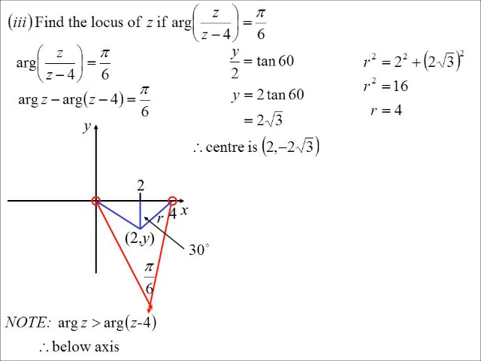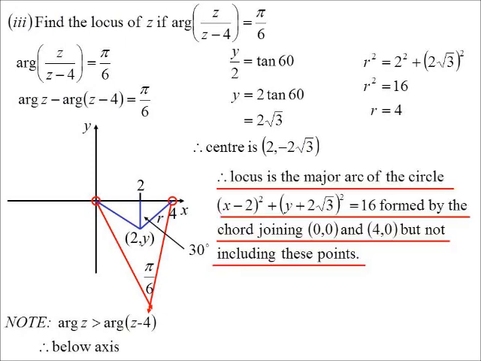I can now describe my locus. So we have got the major arc of a circle formed by the chord joining (0, 0) and (4, 0), but not including those points because we don't include the starting points of the rays. So it's a mouthful, but there's our locus.